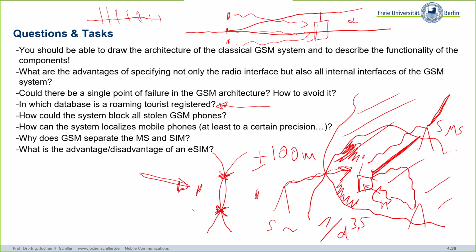What you should have understood is why the separation between mobile station and SIM, because this was not the case in the early days of mobile networks, and there were also so-called SIM-locked devices. So again, please remember the core idea. I think I talked about this already today, that the separation is a quite good idea.